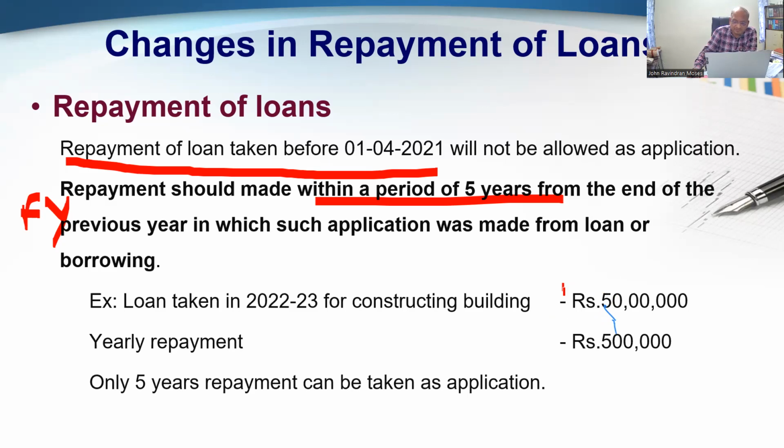Supposing you are taking 50 lakhs for your school building construction or a mega project. And normally when you take a loan for construction of a building, it is for a longer period because you should have the capacity to repay. But government unfortunately says only 5 years it will be allowed. Supposing you have taken a loan of 50 lakhs, repayable over a 10 year period, you will be able to claim 5 lakhs only for 5 years. The balance 5 years, you will have to forego. You will not be eligible for tax benefit in the next 5 years.